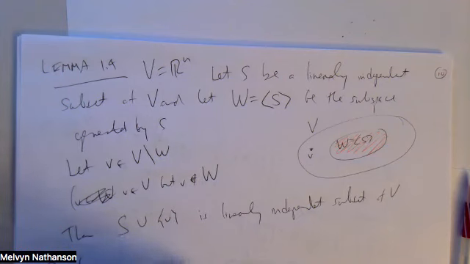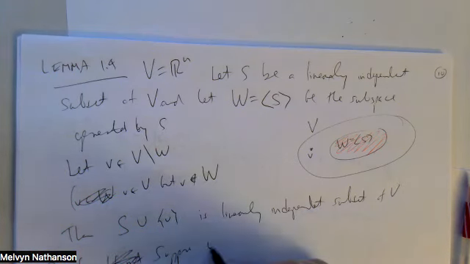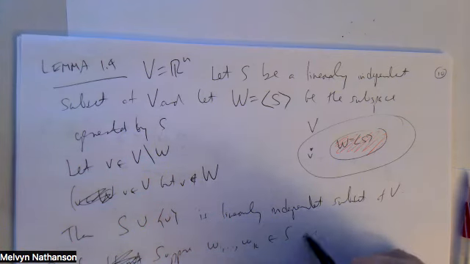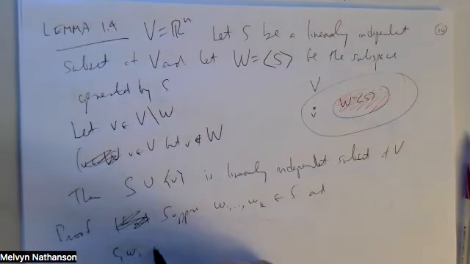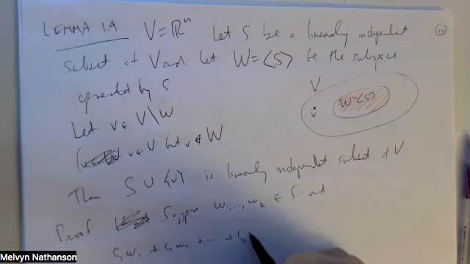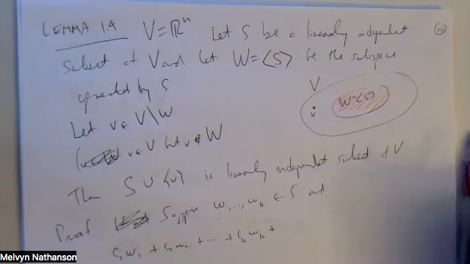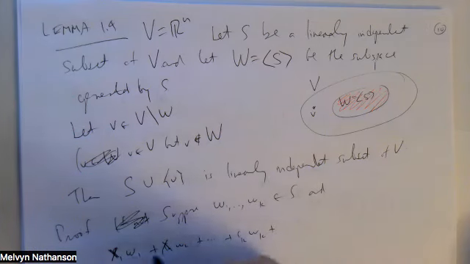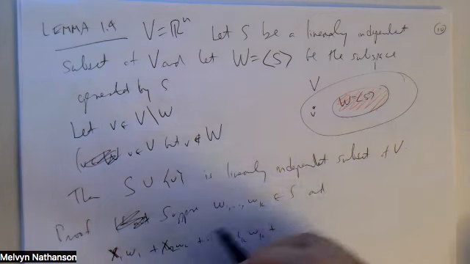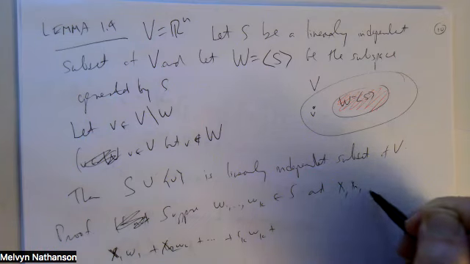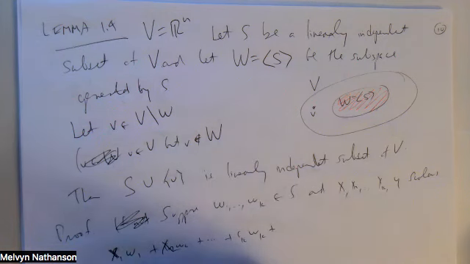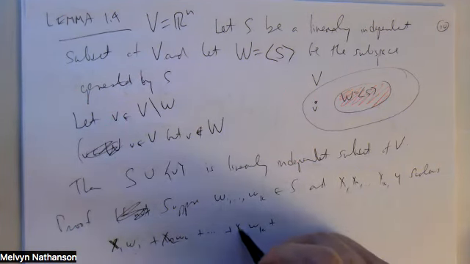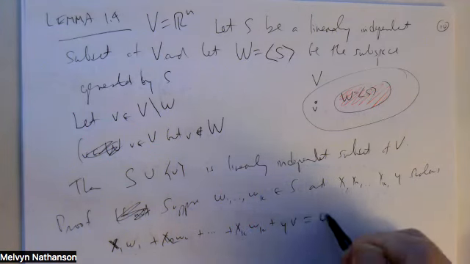So how do we prove this? Suppose w1 up to wk are in S, and x1, x2 up to xk and y are scalars such that x1 w1 plus x2 w2 and so forth up to xk wk plus y times this new vector v is the zero vector.